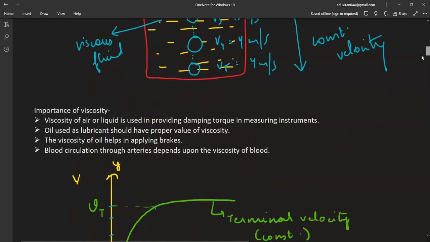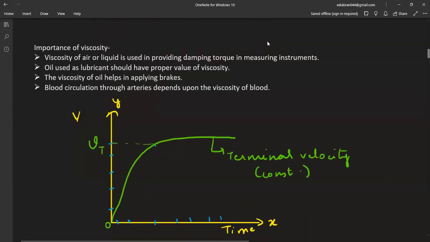So what is the importance of viscosity? You all know it's a type of frictional force. This should have been added in the previous class. You can copy it down, making just a separate point in a box so that you don't mix this up. Viscosity of air, oil, liquid is used in providing damping torque in measuring instruments. Oil used as lubricant should have proper value of viscosity. Viscosity of oil helps in applying brakes. Blood circulation through arteries depends on the viscosity of blood. These are the applications of viscosity.